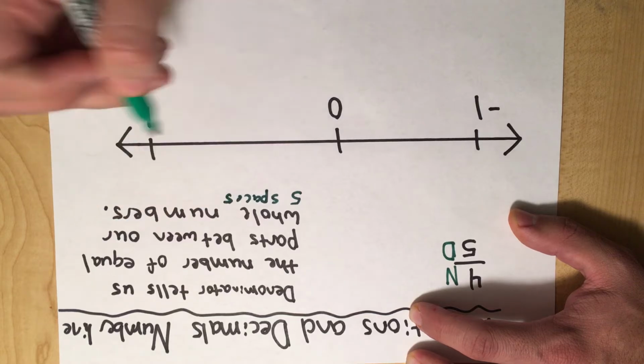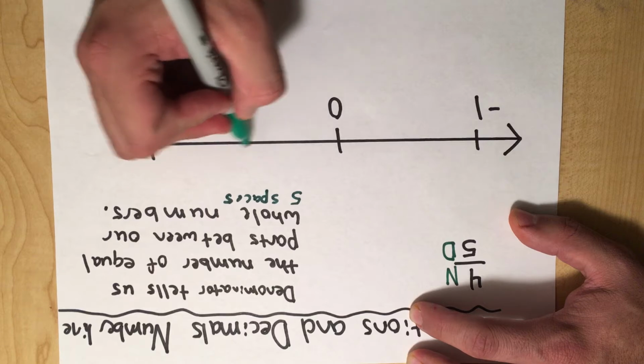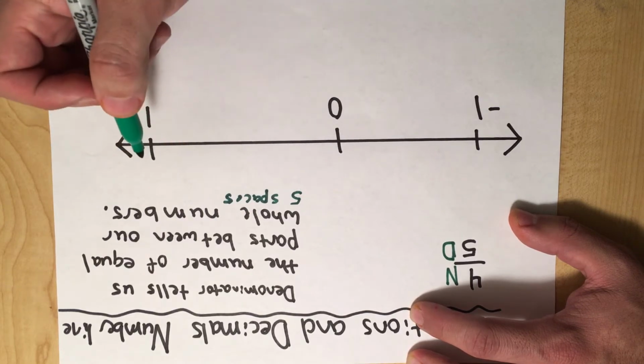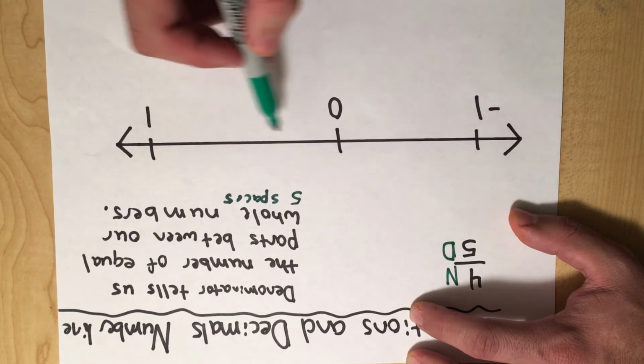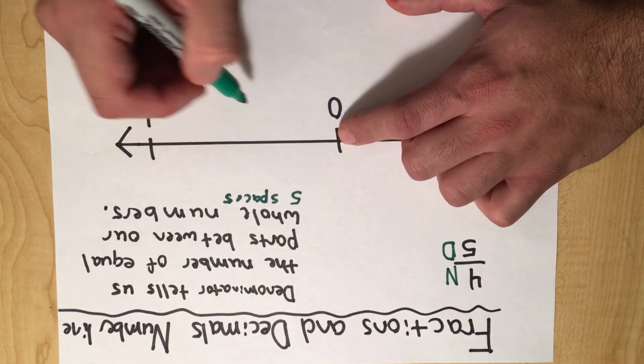Because what I've seen many students do is start counting the little lines, and what we're actually referring to is spaces. So we should have a total of 5 spaces in between our whole number, which is 0 and 1. So let's go ahead and create 5 spaces.